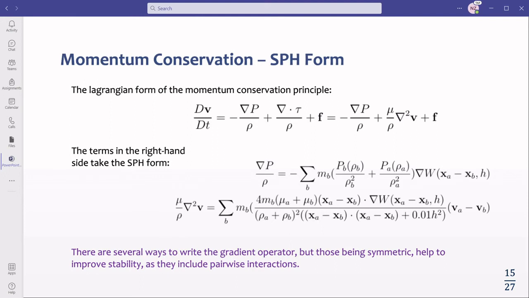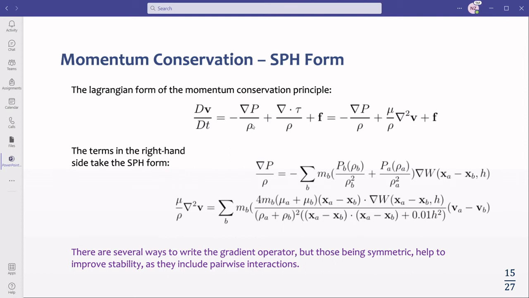Well, now with the momentum conservation, the Lagrangian form is as follows. We have the material derivative of the velocity. We can see this like a summation of forces. The conservation of momentum sort of resembles the second law of Newton. So we have the acceleration.